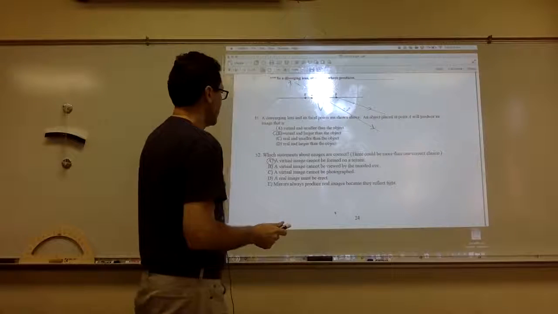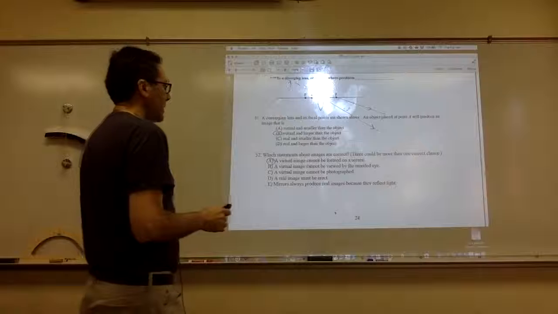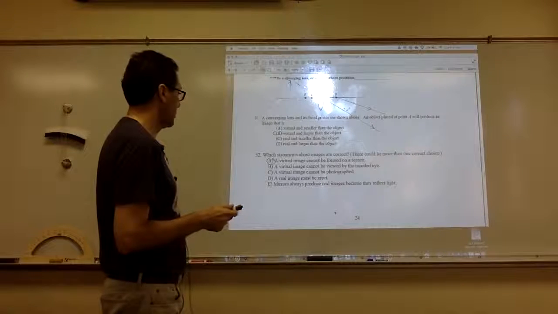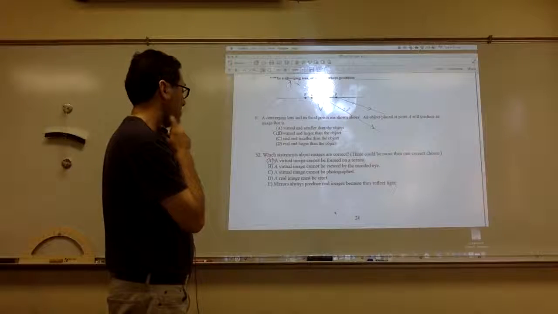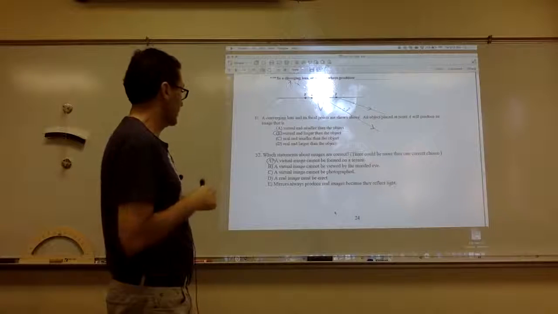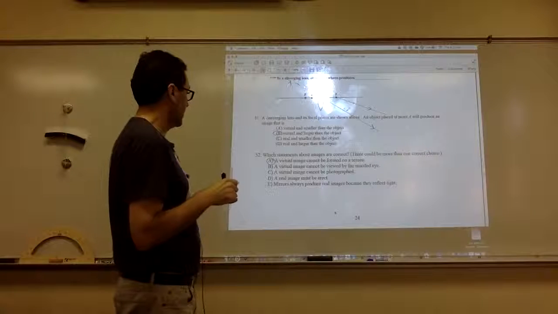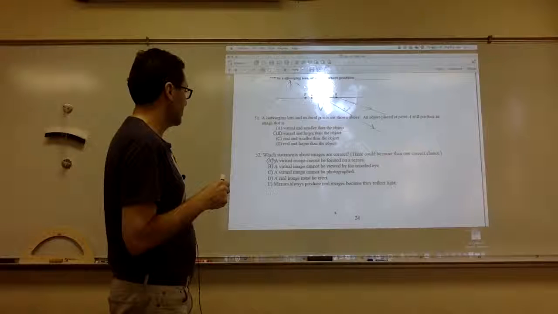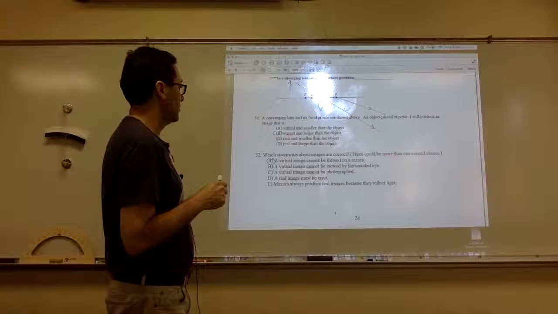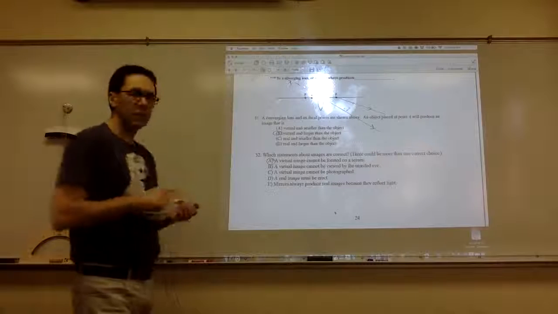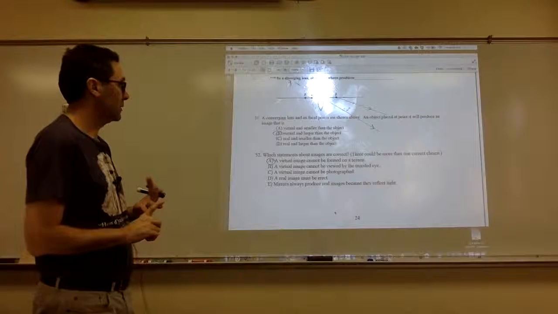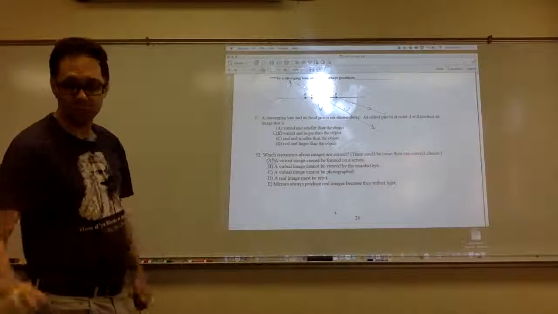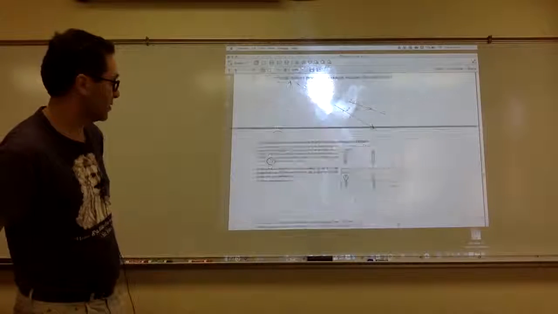A virtual image cannot be viewed by the unaided eye. We can see it. We can see virtual images. A virtual image cannot be photographed. Yeah, we can, because you can take a picture of yourself in a plane mirror. A real image must be erect. Nope, real images are inverted. Mirrors always produce real images because they reflect light. That's not true. Convex mirrors don't, and plane mirrors don't, and even concave mirrors don't if you are between the focal point and the mirror.